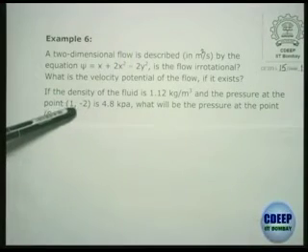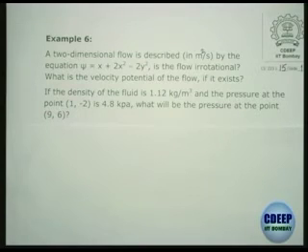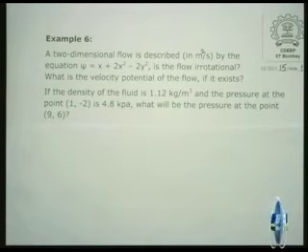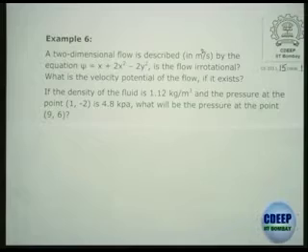So first you need to find what is the velocity at 1, -2. Similarly, find the velocity at 9, 6. Then apply Bernoulli's principle between the two points. You know the two velocities are different, hence the pressures will automatically be different, and then you calculate. So at least the method should be clear, what you should do. Okay, so let us see how the calculation goes.